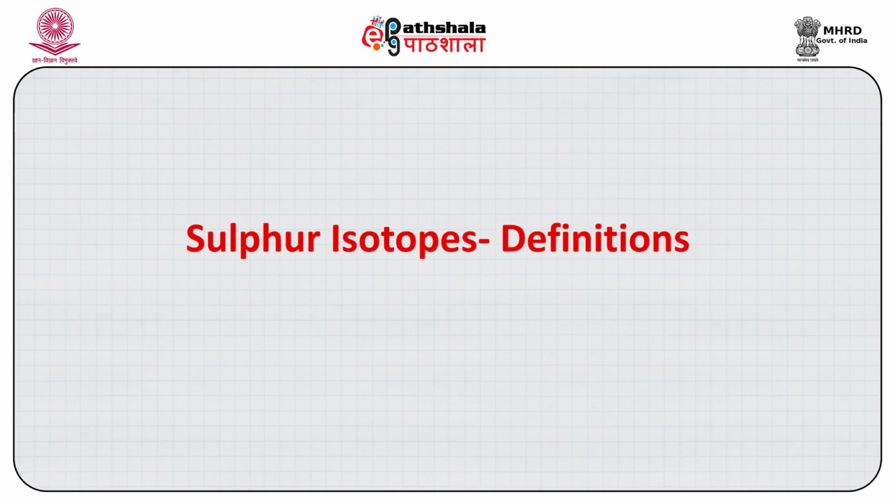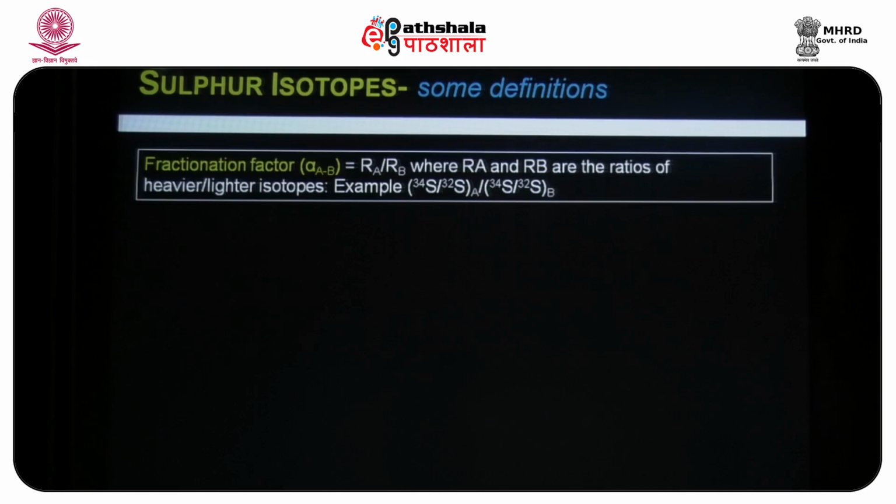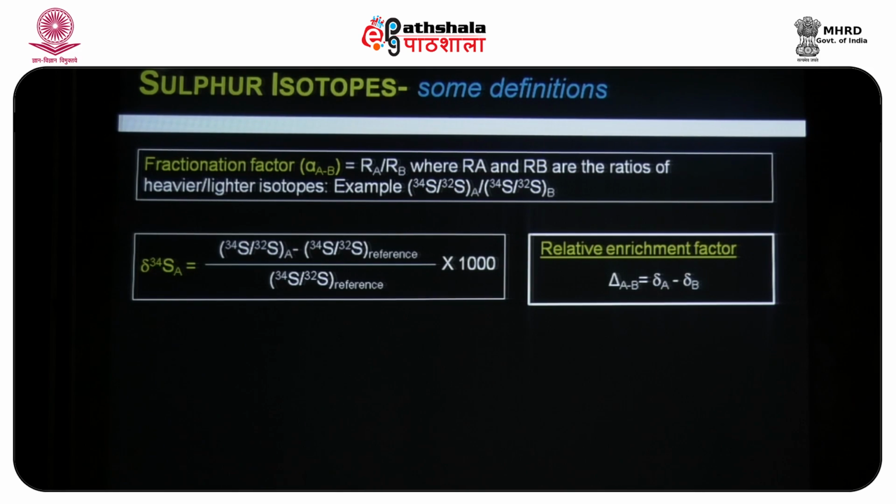Before we get into the details of sulfur isotope studies, let us have some idea about some definitions related to sulfur isotope studies. The first one is the fractionation factor, known as alpha, which is defined as the ratio of the heavier by lighter isotope between 2 coexisting phases. Quite commonly, the isotopic composition of a phase is compared with respect to a standard or reference point, and that is expressed as delta 34. In case of sulfur, we call it delta 34S, which is the 34/32 sulfur ratio in a phase A minus the 34/32 sulfur ratio in a reference material, divided by the 34/32 S ratio in the reference material, and these values are expressed in parts per mil, or parts per thousand.